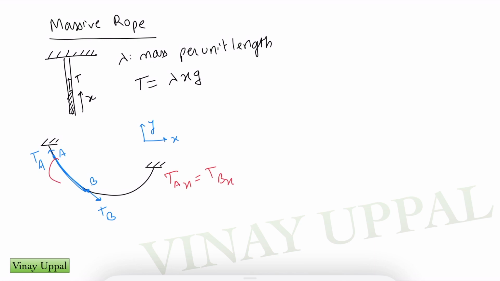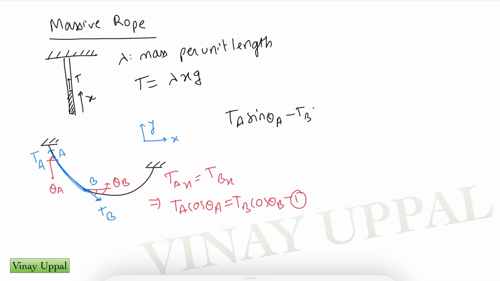The reason is that for the equilibrium of this blue section of the rope, there is no other horizontal force. There is only gravity and the tensions. If this angle is theta A with the horizontal and this angle is theta B, I can simply write TA cos theta A equals TB cos theta B. So that is one equation. The other equation is in the y direction. TA sin theta A minus TB sin theta B, the resultant vertical component of the tension forces, should balance the weight of the blue section of the rope. So that is another equation.